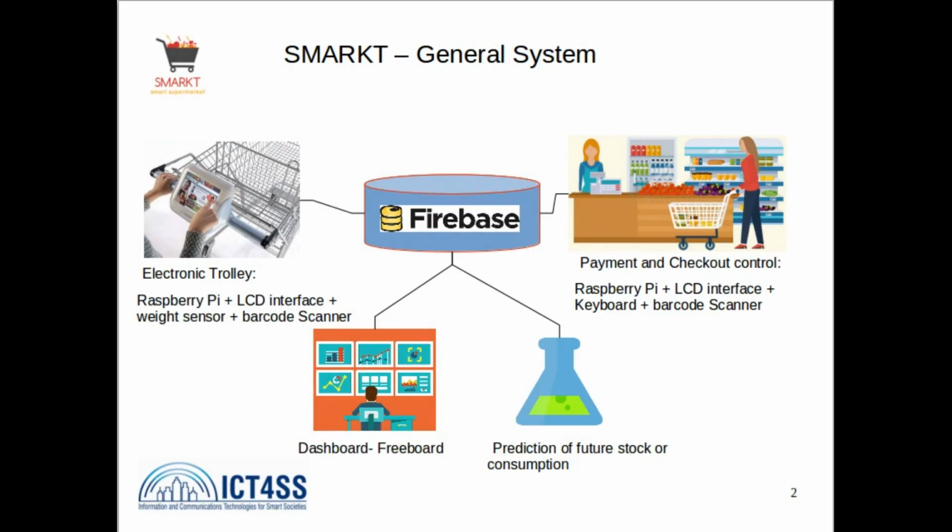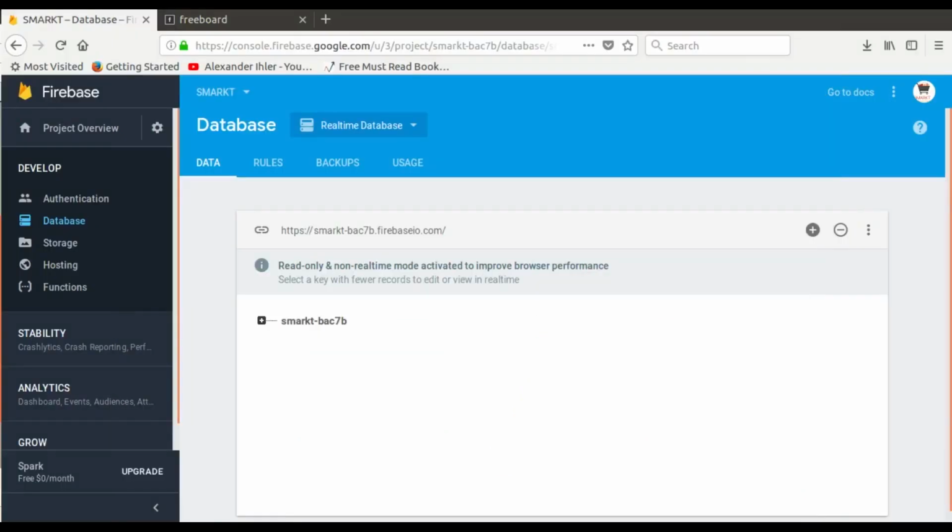Now it's time to explain how the system works. The system has a central point where the information is registered in a database. In this case, Google Firebase was used. If we open this database, we can see a list of information that can be exported as a JSON file.